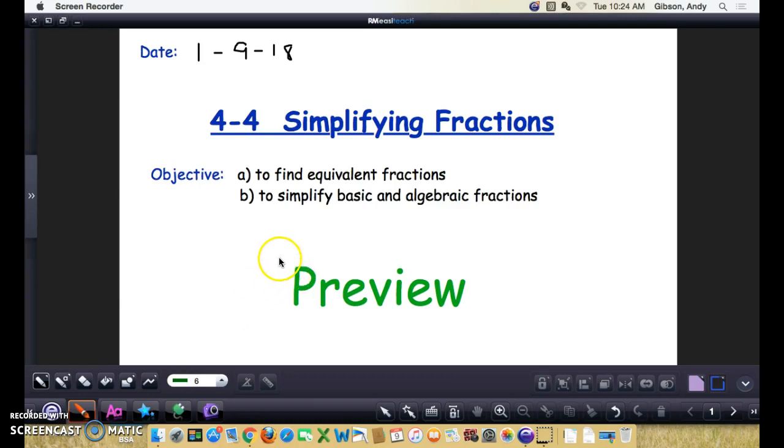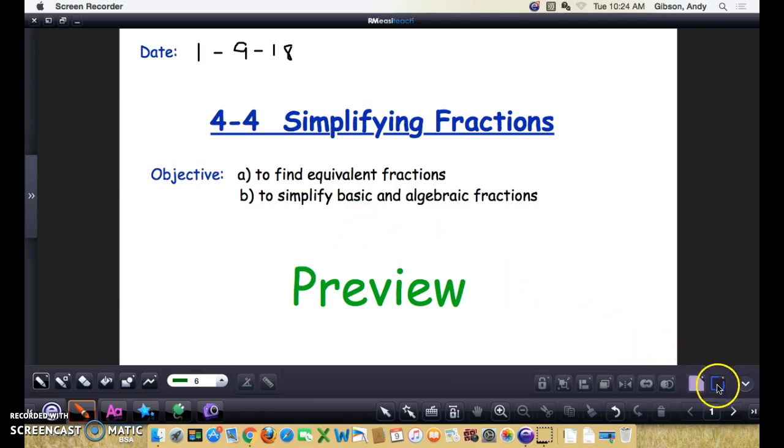Simplifying fractions is 4.4. Take these notes just like you would as if you were in class. The nice thing about this is you can stop and replay this, rewind and catch things, stop and take time to copy things down and then start it up again. So that way you can make sure you get everything that you need. All right, here we go.